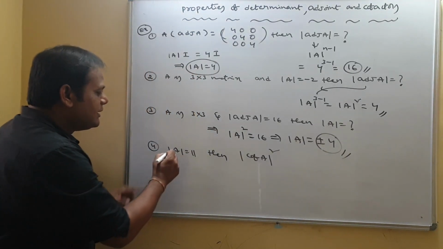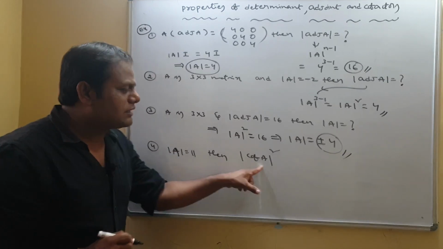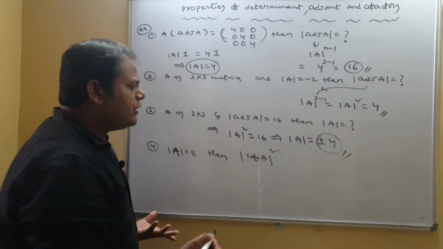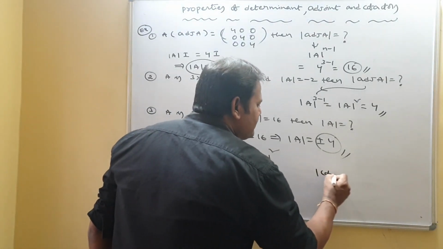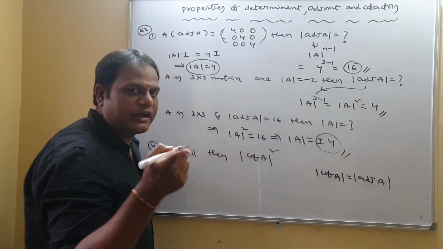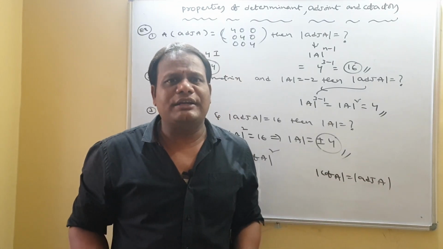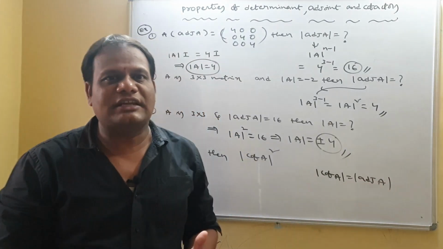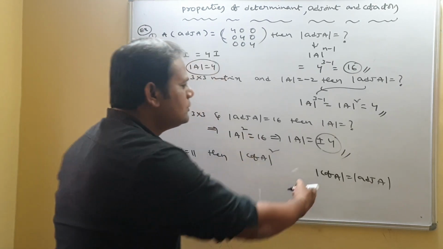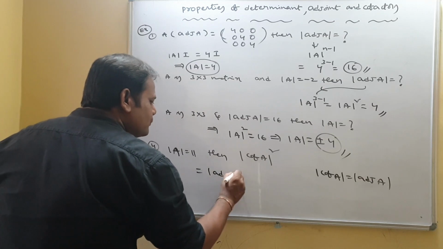Coming to this, here they have given det A. Det A is 11. What is asked? Det cofactor A. We know that det cofactor A and det adjoint A are both the same. Don't get confused. Why? Because one is the transpose of the other. You know that the determinant of a matrix and the determinant of its transpose are equal. So those two are equal. So can I write it as det adjoint A whole squared?